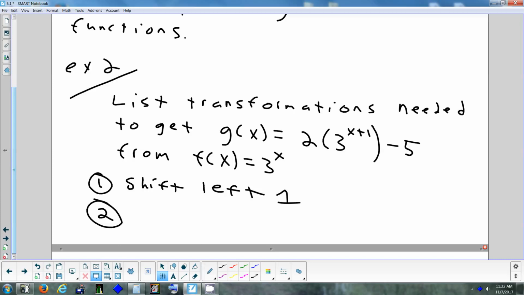Now the second thing we're going to focus on is the 2. And you're multiplying by a number in front. That would be different than multiplying by a number next to the x. Multiplying by a number next to the x is a stretch. So is multiplying by the 2 in front. But what kind of stretch is the 2 in front? Vertical. So vertical stretch by a factor of 2.